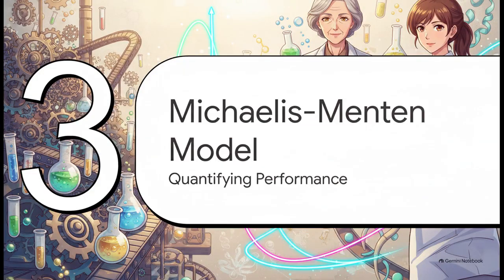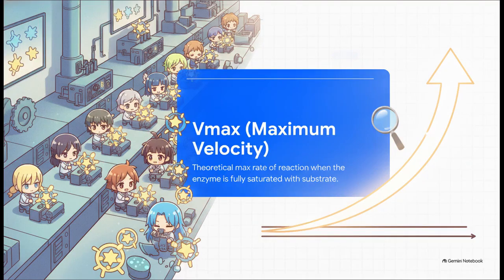Section 3, the Michaelis-Menten equation, quantifying performance. This brings us to quantifying all this performance. How do we take that factory floor chaos and turn it into elegant math? Well, we use the famous Michaelis-Menten model proposed way back in 1913. Their model gives us two totally crucial parameters.